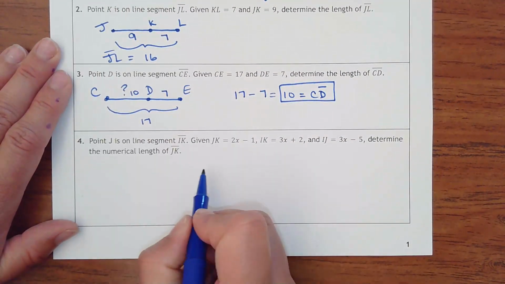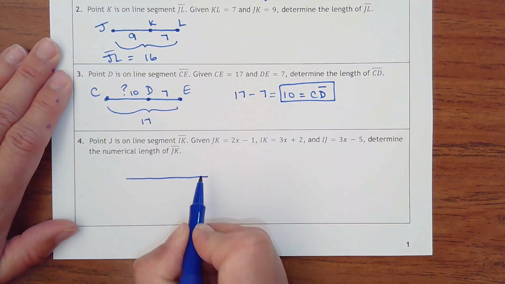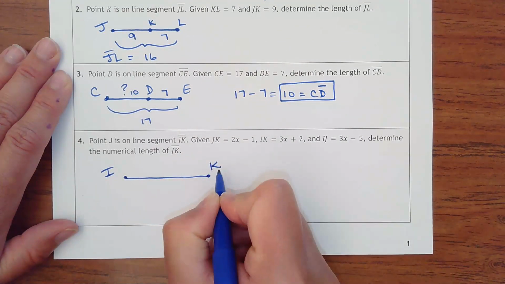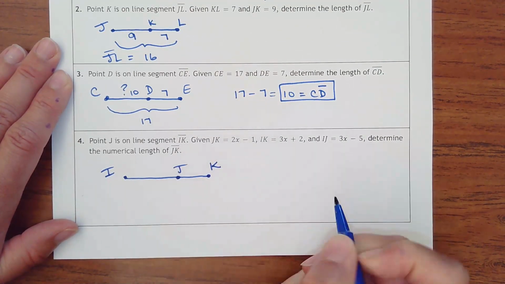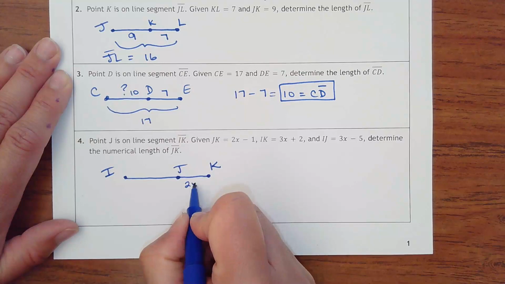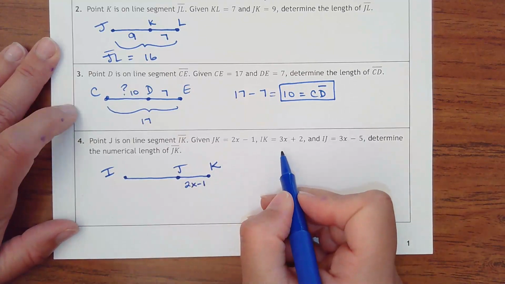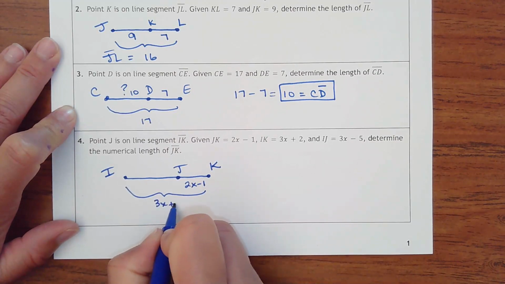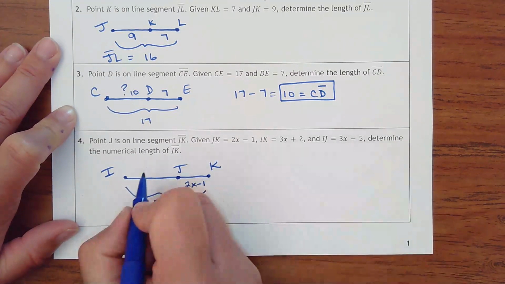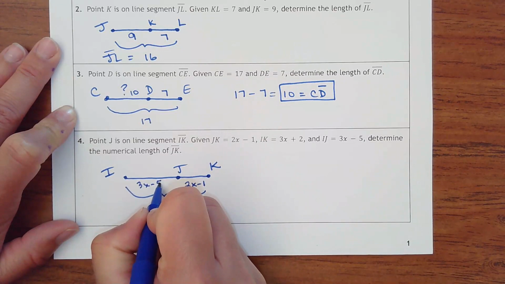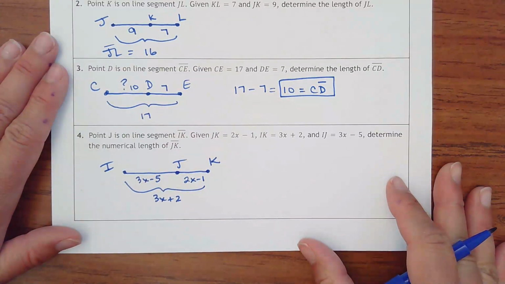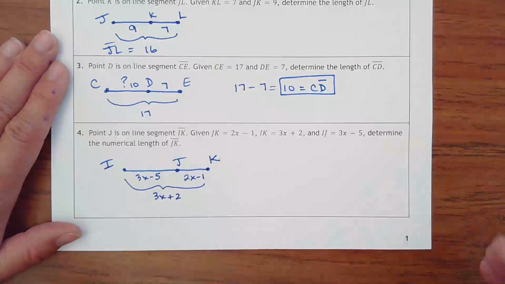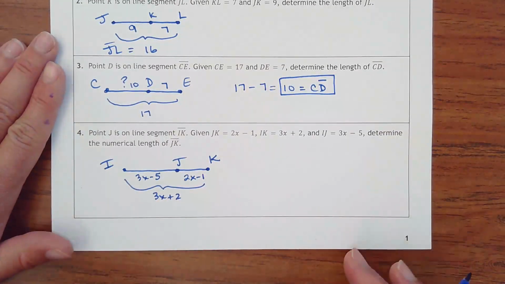And then number 4 uses some algebra. Point J is on line segment IK. JK is 2x minus 1. IK is 3x plus 2. And IJ is 3x minus 5. Determine the numerical length of JK. So not only do we want to solve for x, we're going to have to plug it back in to get how long JK actually is.